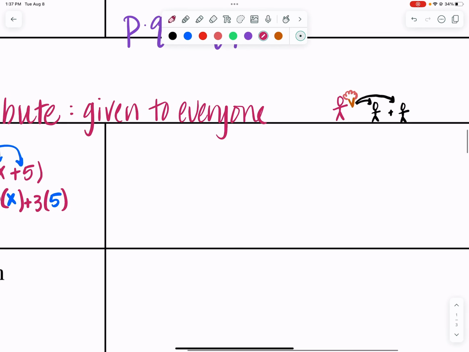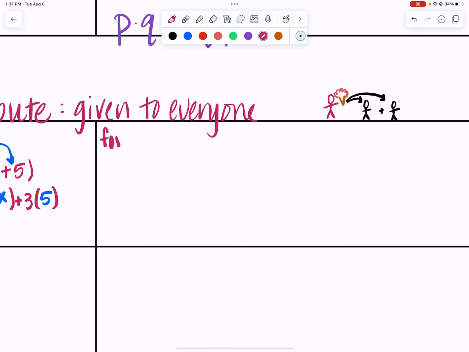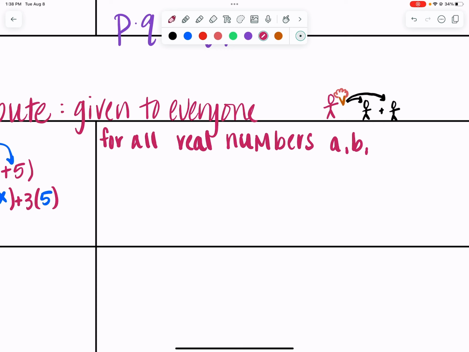So we'll put it into words. For all real numbers, A, B, and Y. You thought I was going to say C, didn't you? A times B plus Y is the same as A times B. So we give the ice cream to the first kid. Then we give the ice cream to the second kid.